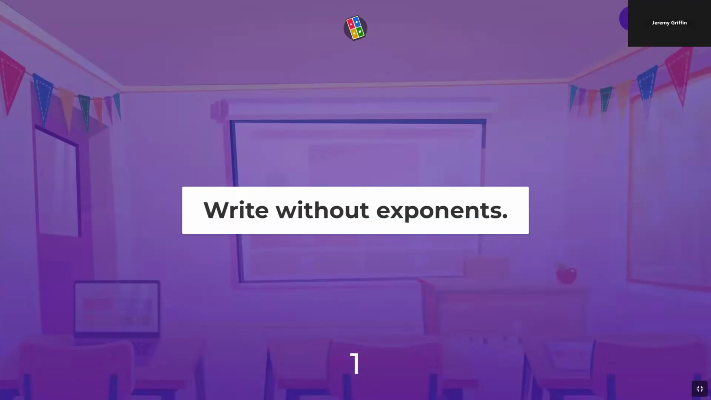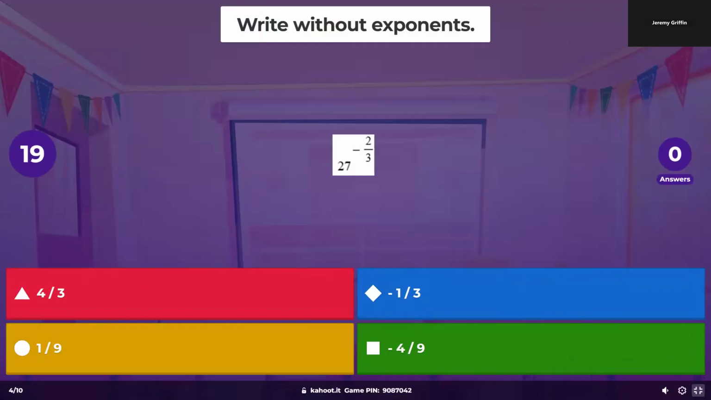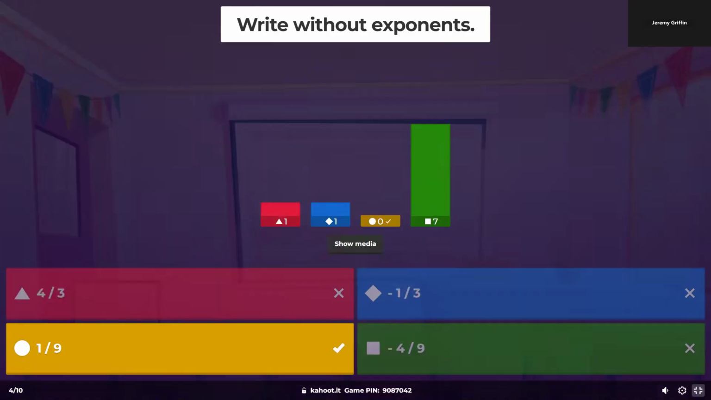Right without exponents. Wait, right? Oh, I can't even see that. So it's 27 to the power of -2 over 3. I got it. Can you stop reloading my website, please? What? It's green. I didn't even get to choose one. We don't have time.